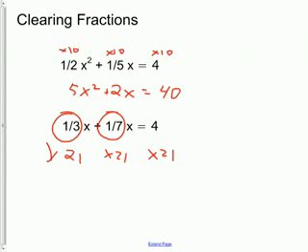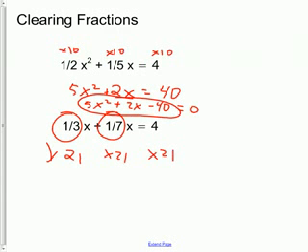Question from the back. Yep. No, it's not solved, but at least there's no fractions anymore. Okay, from here, I'd have to solve it by going 5x squared plus 2x minus 40 equals 0. And then I'd have to either factor this or put it in the calculator, you know what I mean? But at least I don't have to deal with the fractions anymore.